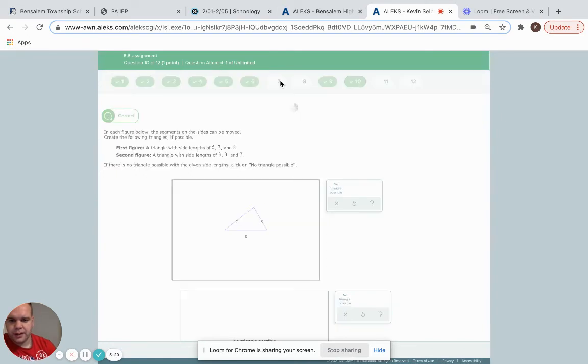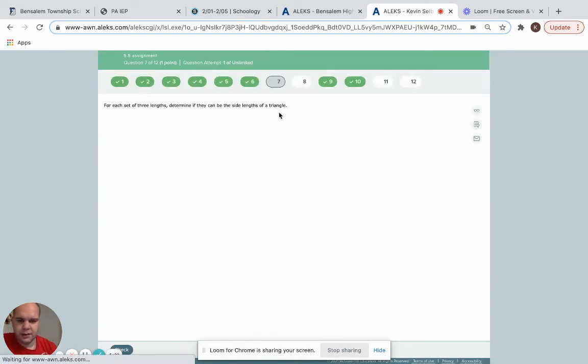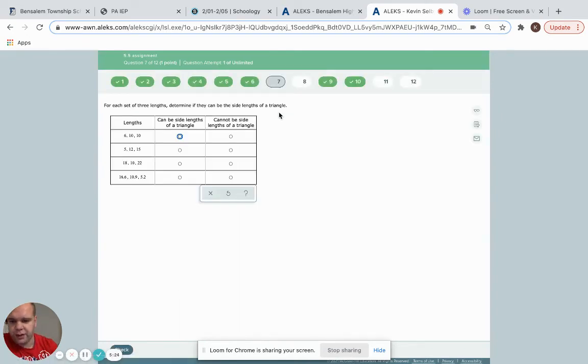All right. Now this, again, 7 and 3, 7, and 11 are all pretty darn difficult. Okay. 6, 10, and 10. All right. 6 plus 10 is going to be 16. 10 plus 10 is 20. And so this does appear that it can be side lengths of a triangle.